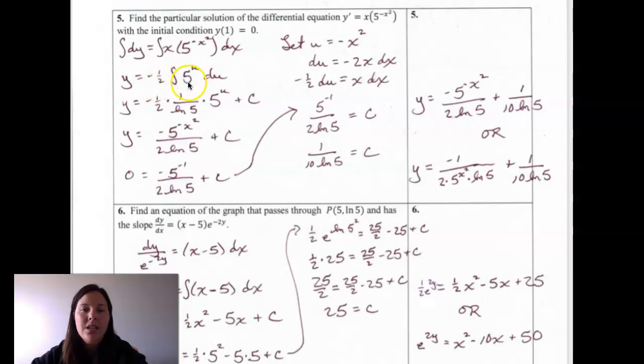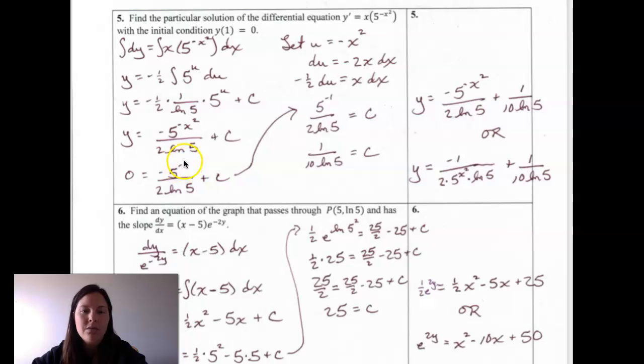The integral of an exponential is itself, but when the base isn't e, you divide by the natural log of the base. So we've got our negative 1/2, we divided by the natural log of the base, times the exponential itself, and then our plus c. Here I'm subbing back in for u, and then I'm subbing in that initial condition. So y was 0 when x was 1.